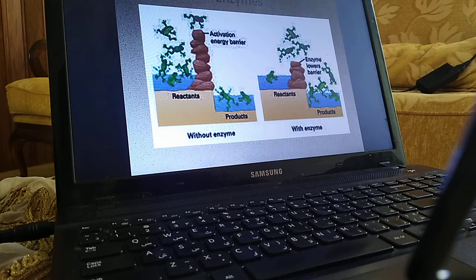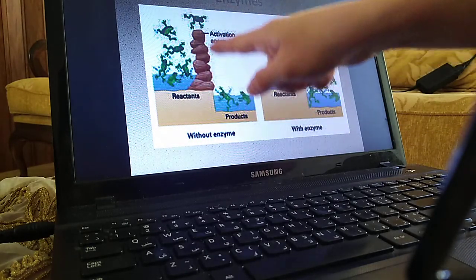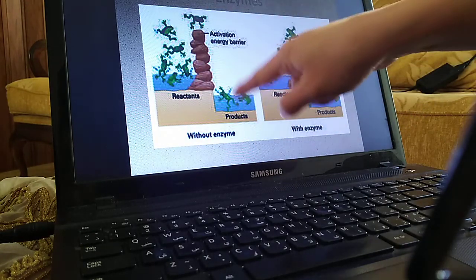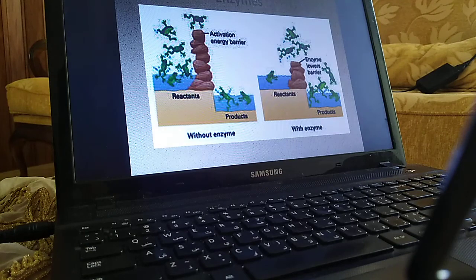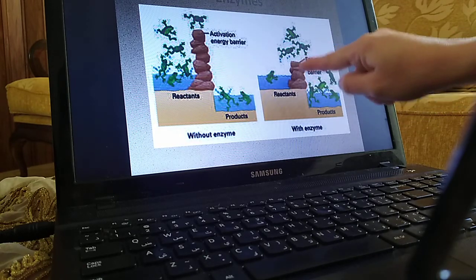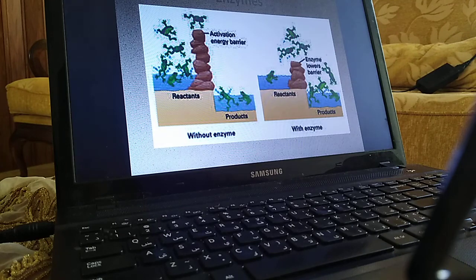Now, in the normal scenario without the enzyme, the activation energy barrier is so high that only a few frogs will succeed. So it will take a lot of time for all these frogs to jump over. But with the enzyme, the activation energy barrier is low, so more frogs will cross over and less time is going to be needed to make the reaction successful.